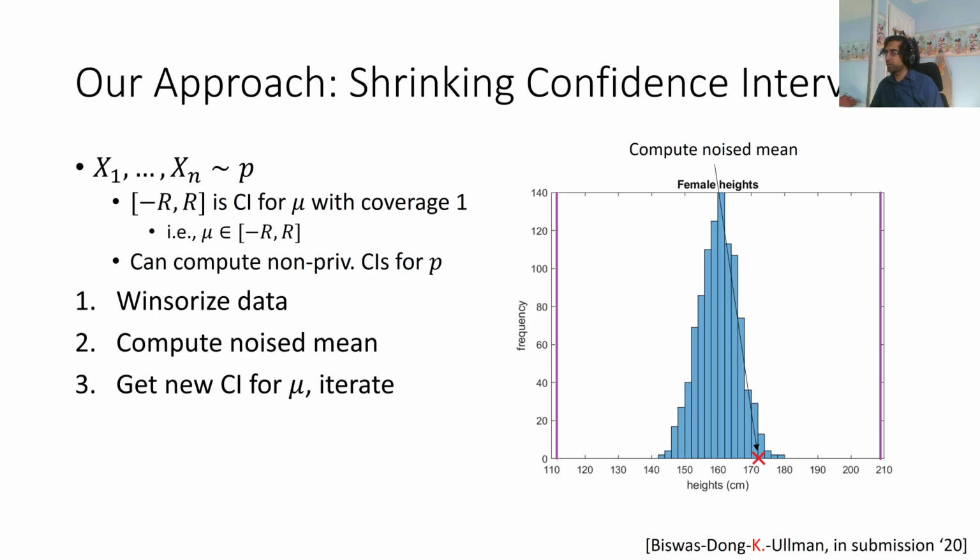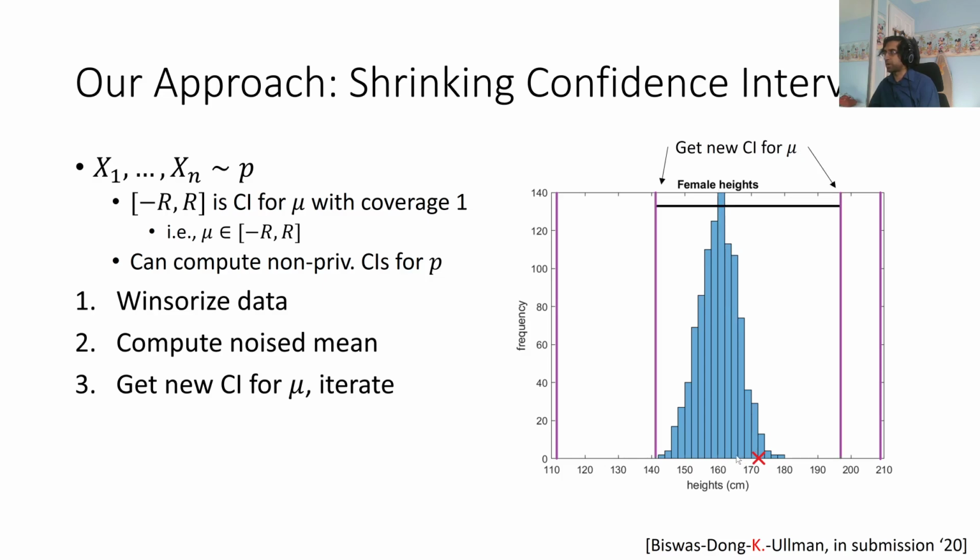Then from here, we've got this noisy mean. And what we do from here is we compute a confidence interval for mu. So given this noisy mean, we account for the error due to sampling and the error due to addition of privacy noise. And we can say, okay, for sure, or with very high probability at least, the mean will lie between these 2 new barriers. And in fact, of course, it does. From here, we've got these 2 new purple barriers. We're going to iterate the algorithm.